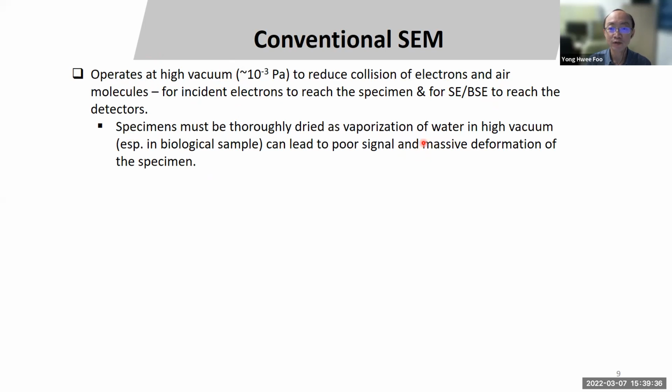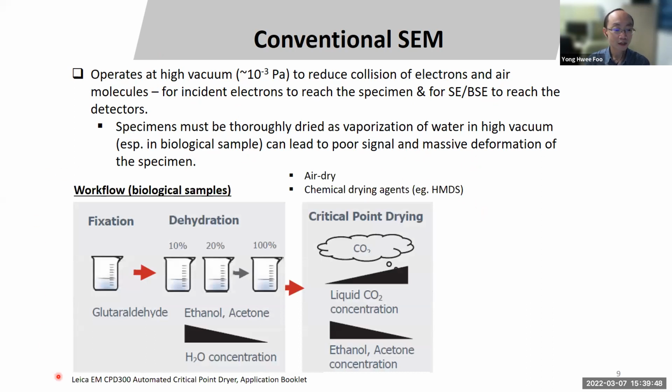Because the evaporation of water in high vacuum, especially in biological samples, can lead to poor signal and massive deformation of the specimen. This is why usually in a conventional SEM workflow, you will have steps where you need to fix your sample. This is followed by dehydration. This step will keep your sample structure intact. And when you remove water by a series of increments of ethanol or sometimes acetone, you actually remove most of the water content from your specimen.